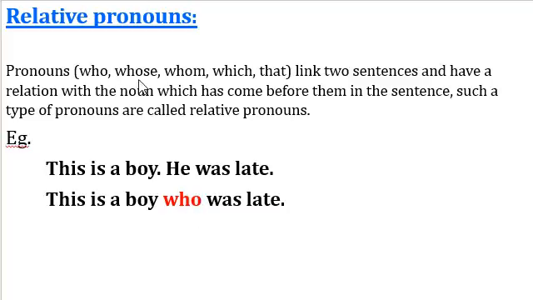So pronouns who, whose, whom, which, that link two sentences and have a relation with the noun which has come before them in the sentence. Such a type of pronouns are called relative pronouns. So these types of pronouns are considered as relative pronouns.